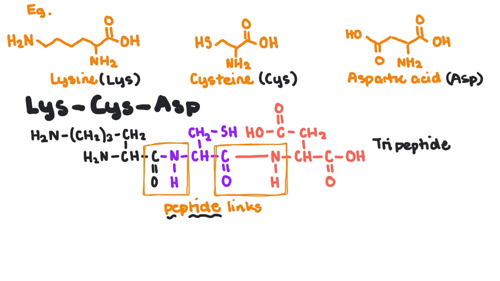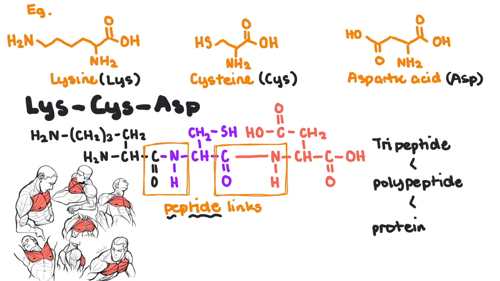Multiple peptide links result in a polypeptide, and when there's hundreds of thousands of these amino acids, they make up a protein. So proteins are just huge polypeptides, however still have an amino group at one end and a carboxyl group on the other.